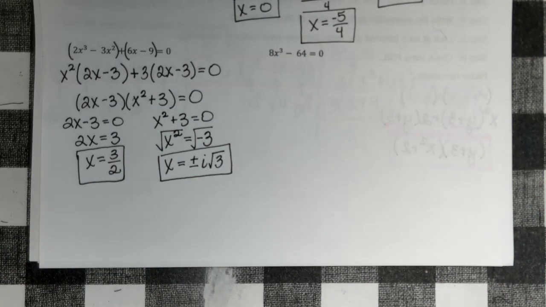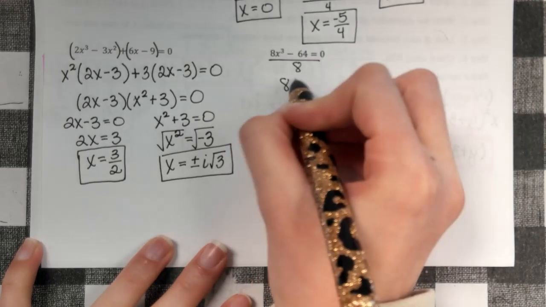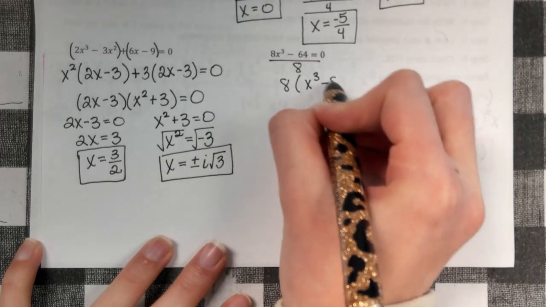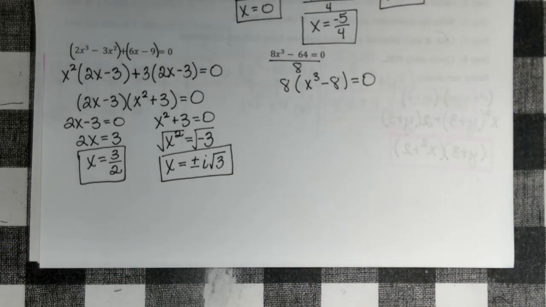Okay. 8x cubed minus 64 equals 0. What do I do? GCF. Even though 8 and 64 are both perfect cubes, I need to take out a GCF. My GCF here would be 8. That would leave me with x cubed minus 8 equals 0. Now, that's the difference of 2 cubes, right? Not squares, because my exponent is odd.